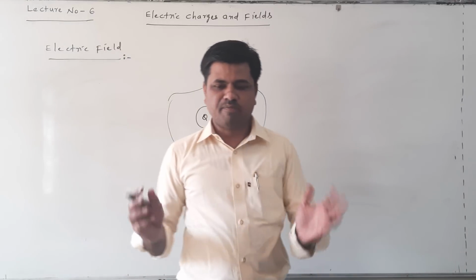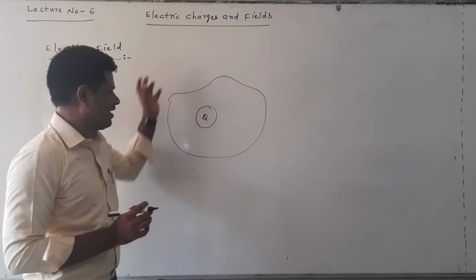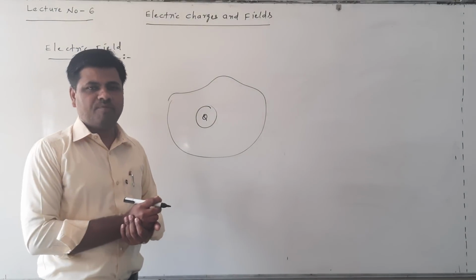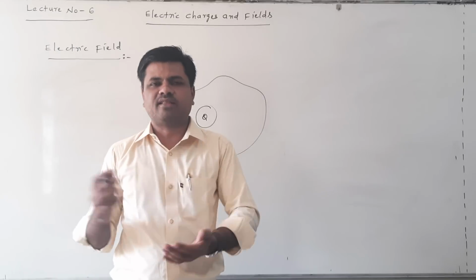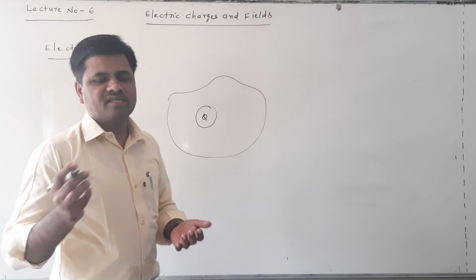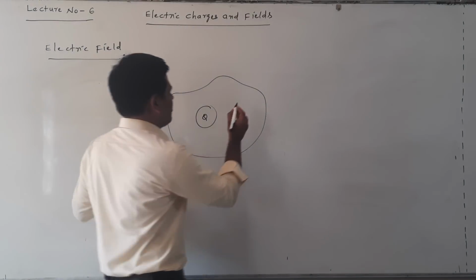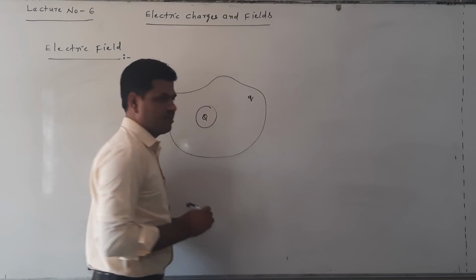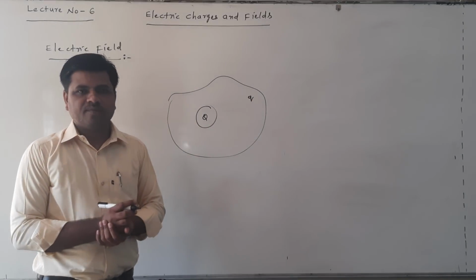The region or space surrounded by an electric charge or group of charges. Group of charges means Q1, Q2, Q3, like that. In the region surrounded by an electric charge, suppose I place another charge here in this region, the other charge experiences a force.